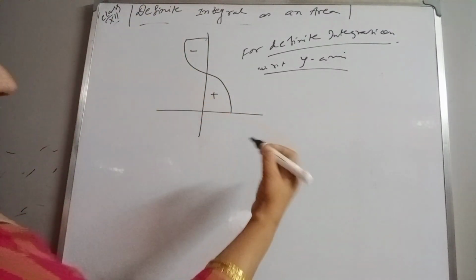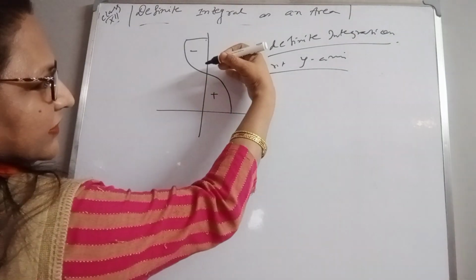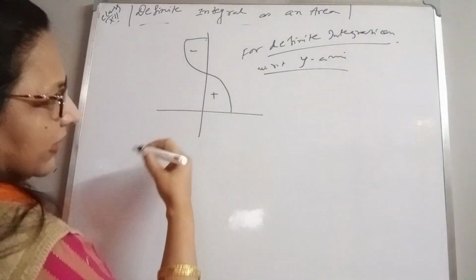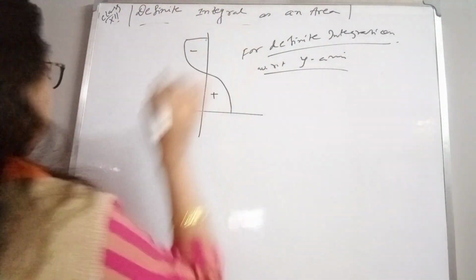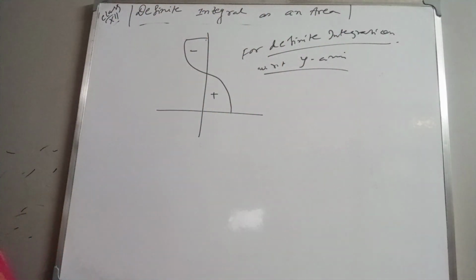For the x-axis, what did I say? Above the x-axis it is plus, below the x-axis it is minus. And for the y-axis, the right hand side is plus, and the left hand side is minus. Okay.